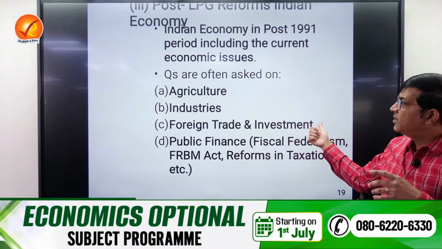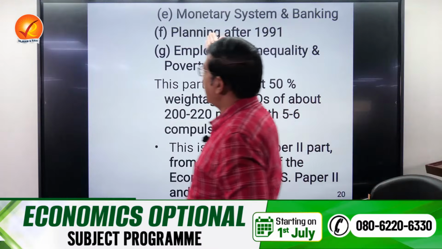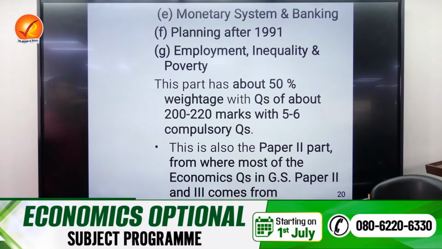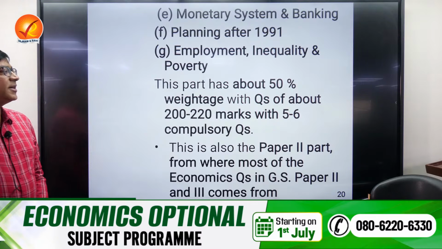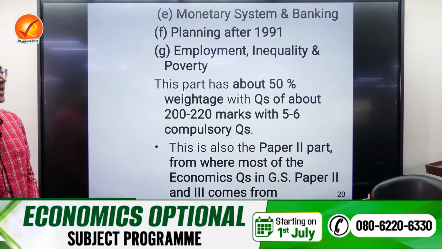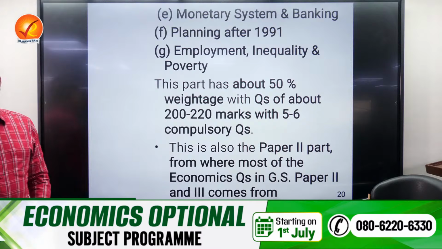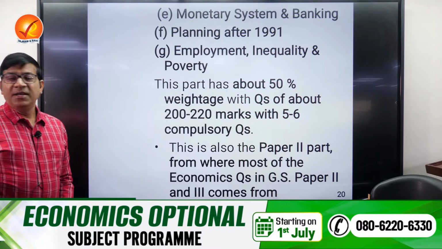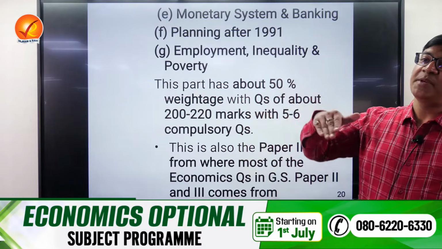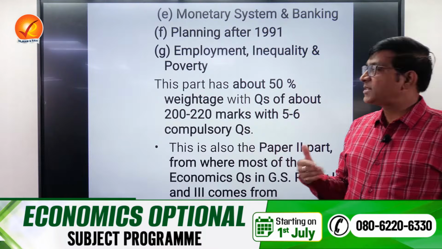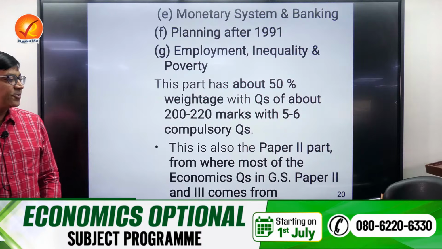Minor details we will take up when we do them. These are all the same details: apart from agriculture, investment, etc., monetary system, banking, planning, employment, inequality, poverty. I told you this already. About 50% of the weightage is from post 90, roughly the entire section B. But again, just to surprise you, they can keep on changing that. Sometimes I have seen that in section B also they have asked a compulsory question from economic history, just to keep putting some surprise to the students.